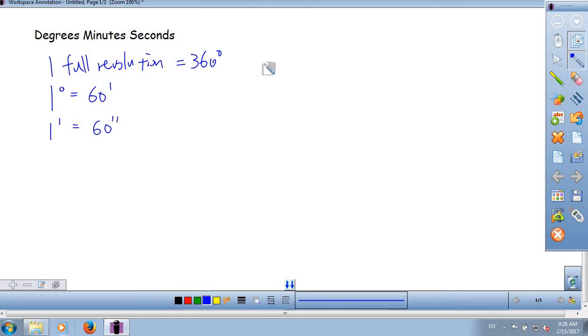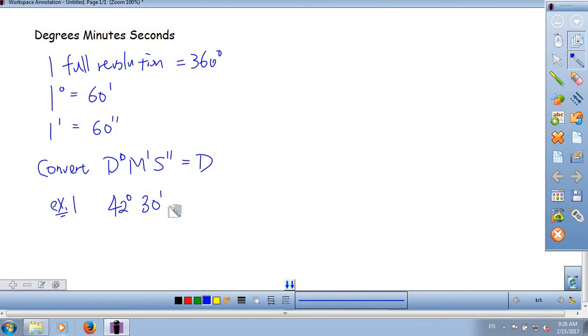Well, let's go ahead and see how we can do this. What we need to do is convert a degree, minute, and second into degree only. Okay, so this is going to be very useful, and also let's see how we can convert a degree to degrees, minutes and seconds. So let's take a look at one example here. Let's say we have 42 degrees, 30 minutes, and 36 seconds.